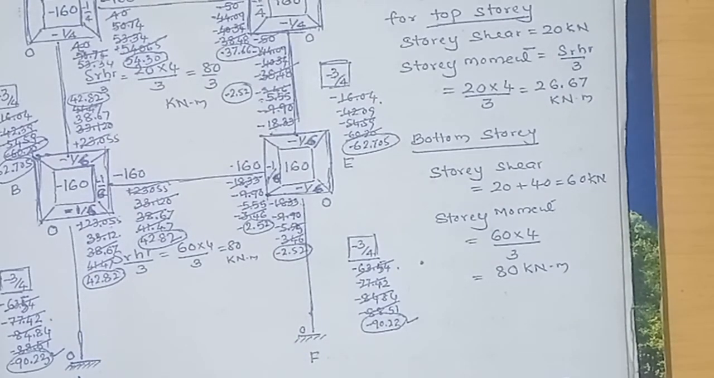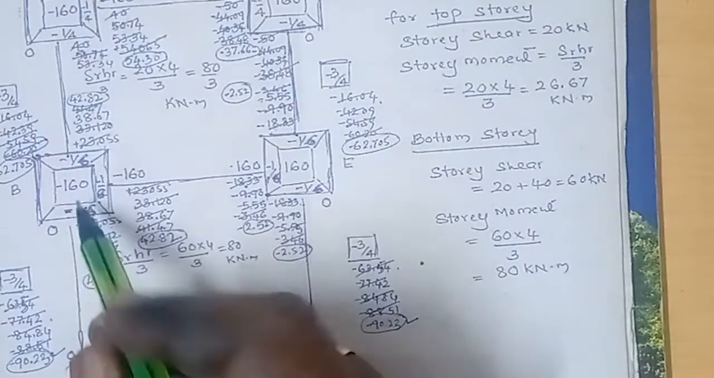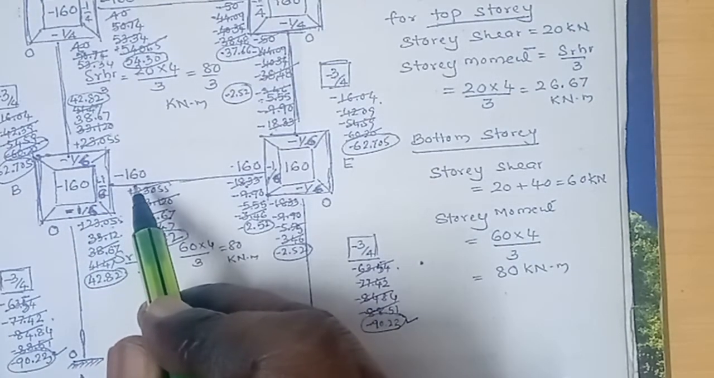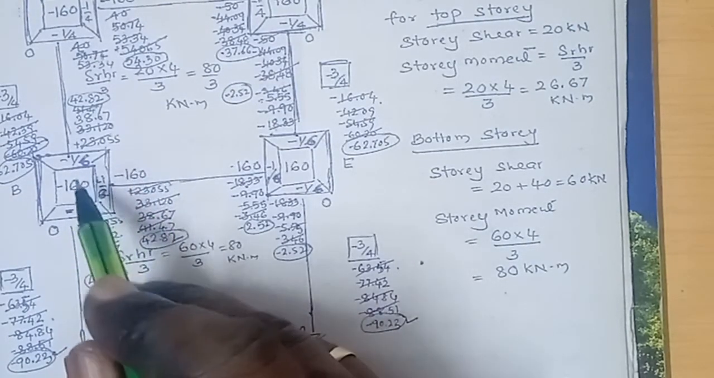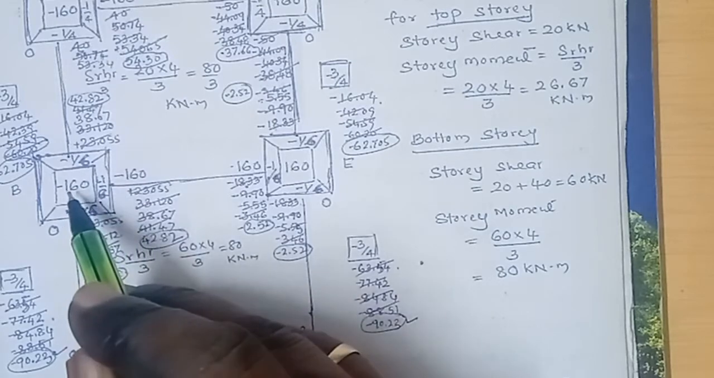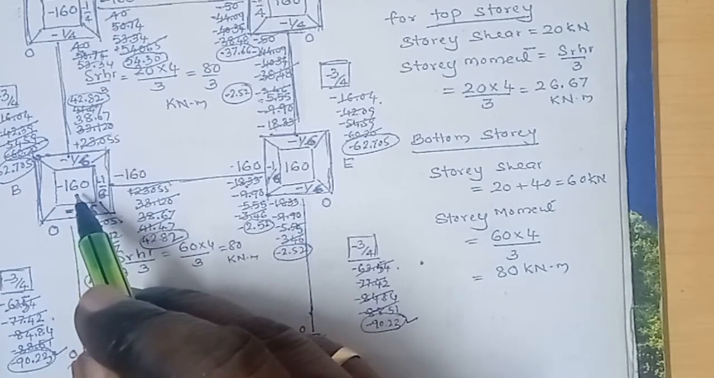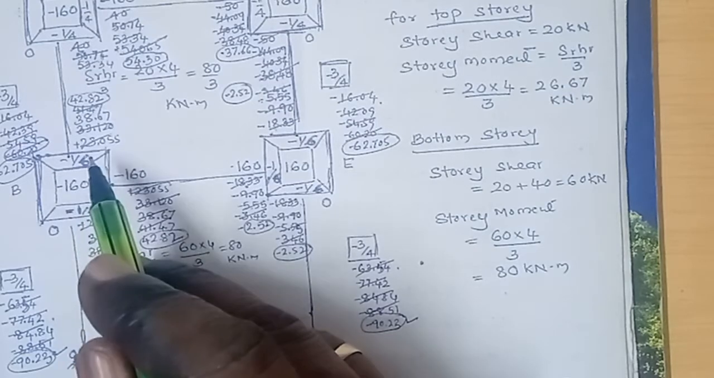The next step is to draw this. Here at the joints only you have to draw the boxes, then calculate the sum of the fixed end moments at the joints B, C, D and E. Here the fixed end moment for the horizontal member is minus 160 and for the vertical members is 0. Hence the sum of the fixed end moment is minus 160. That we have to write inside the inner rectangular box.